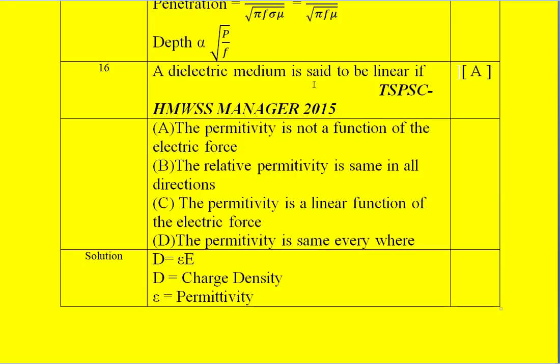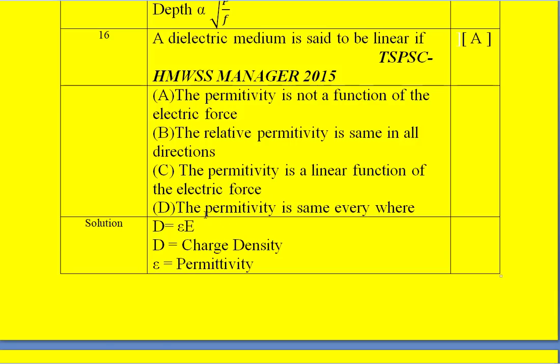Next question. The dielectric medium is said to be linear if, it was given in 2015 TS PSC HMWSSB manager post. A is the permittivity is not a function of the electric force. B is relative permittivity is same in all directions. C is permittivity is a linear function of the electric force. D is the permittivity is same everywhere.